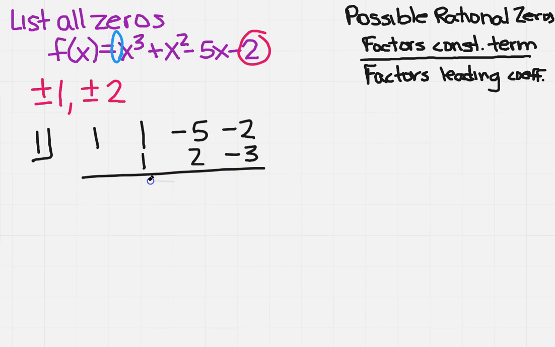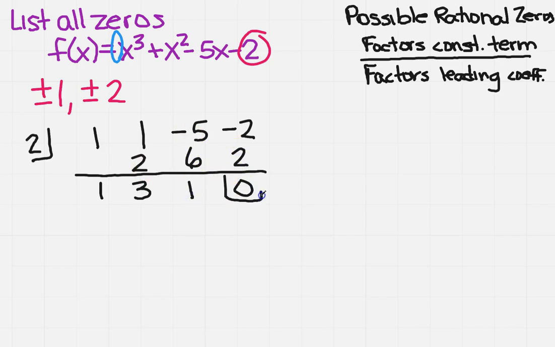So what I want to do now is do it again, but instead of 1, the next thing we can try is 2. So we're using 2 now, and I'm going to bring down the 1. 2 times 1 is 2. 1 plus 2 is 3. 3 times 2 is 6. 6 minus 5 is 1. 1 times 2 is 2. Woohoo! Look at that. I have no remainder, so we know this works.